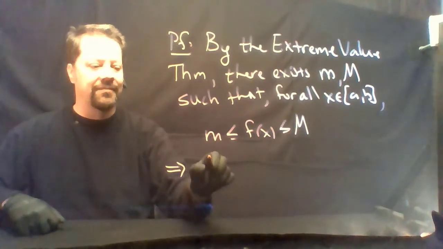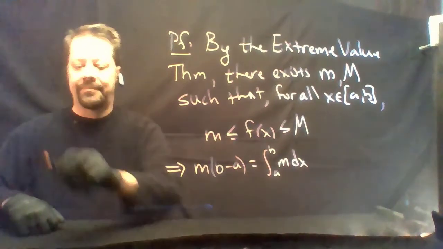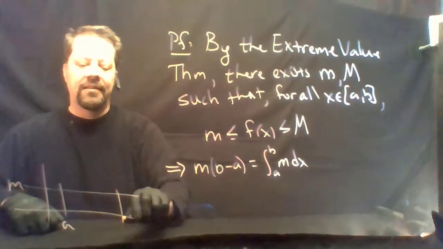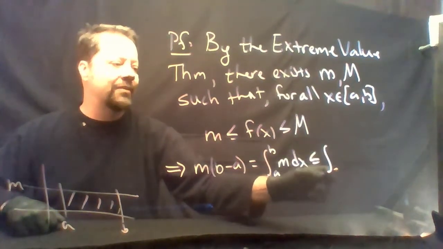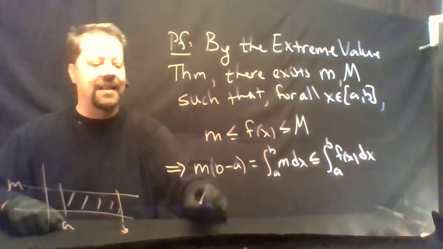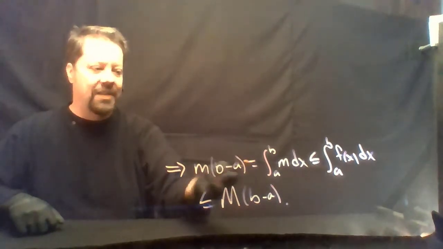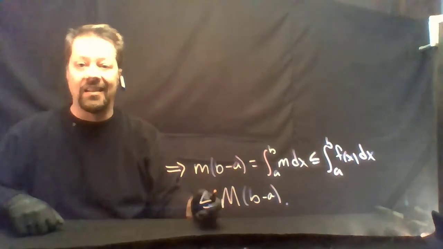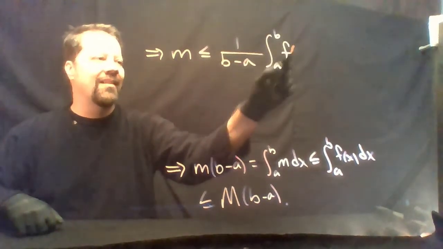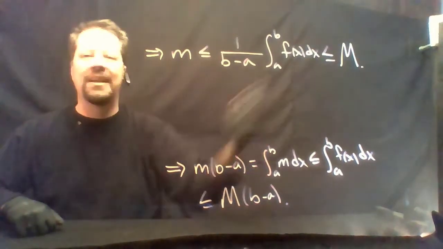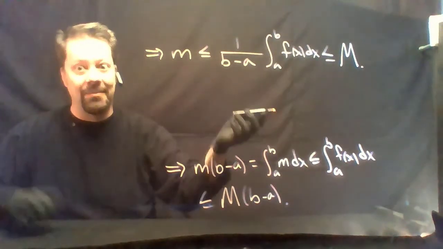If we integrate all three parts, when we integrate a constant m, a function of constant height m, from a to b, we get the area of the rectangle, which is height times width. This will be less than or equal to the integral from a to b of f of x dx, and that's less than or equal to the integral on the right-hand side, which is big M times b minus a. Dividing each part of the inequality by b minus a, which is non-negative, we obtain m is less than or equal to 1 over b minus a integral from a to b of f of x dx, and that's less than or equal to big M. In other words, the average height of the function is intermediate to the absolute minimum and the absolute maximum. Go figure.